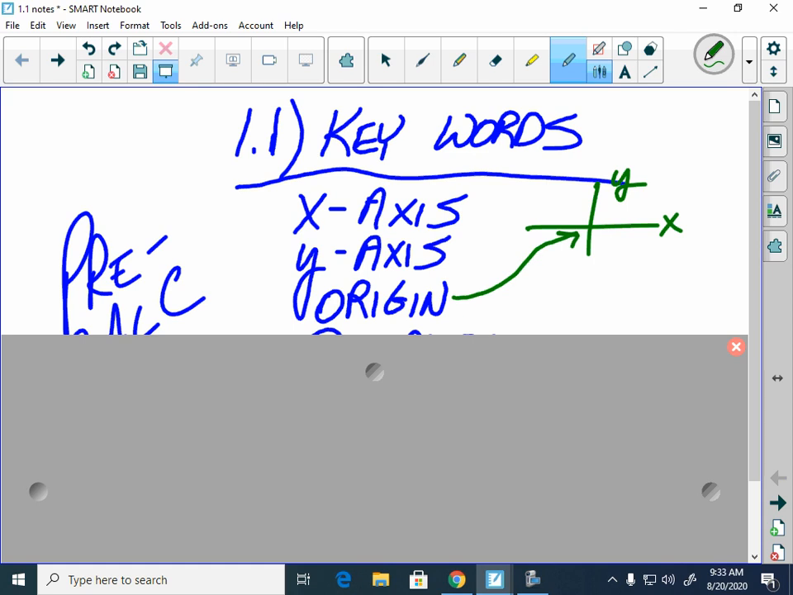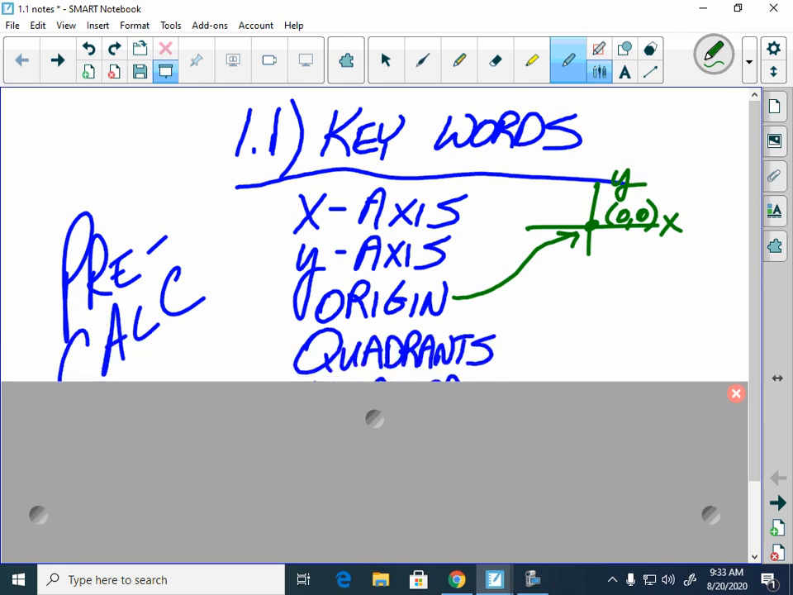There we go. That's the origin right there. The coordinates of the origin are (0, 0). Okay, so that's the origin. No duh.